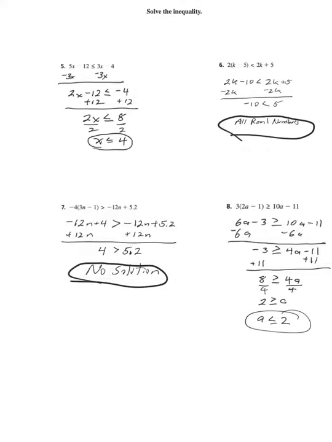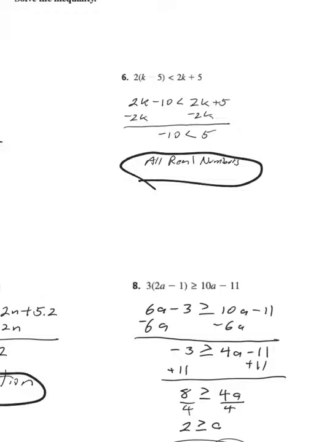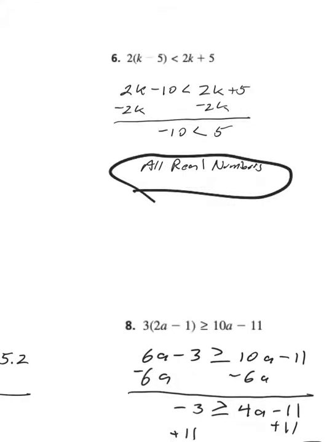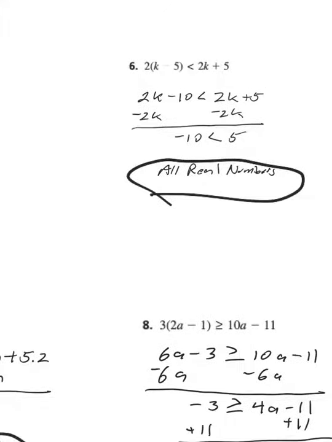Okay, welcome back. So let's take a look at number 5. The answer to number 5 is x is less than or equal to 4. That was relatively straightforward. Again, on this one, I chose to subtract the smaller x value, so I could keep the 2x positive. That way I don't have to do any sign switching, but either way, it would work. In 6, you end up with negative 10 is less than 5, which is a true statement, which means that the answer is all real numbers.